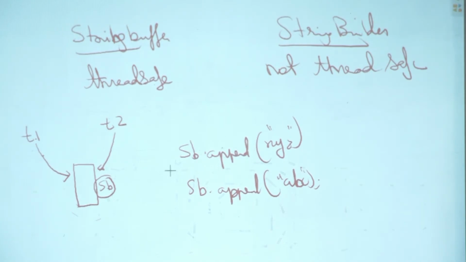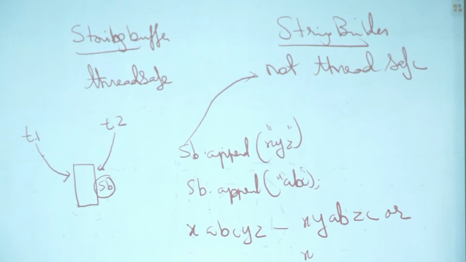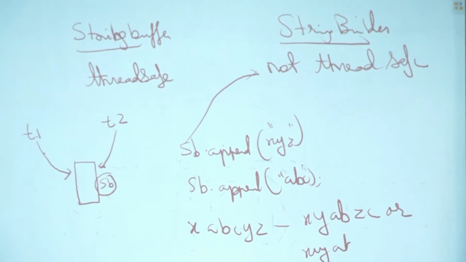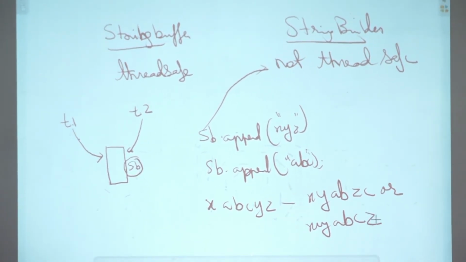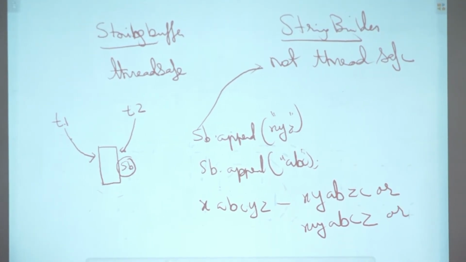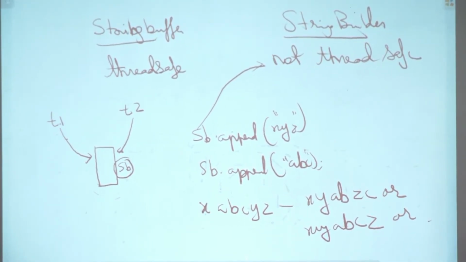SB is a string builder, let's say. What is the potential answer you can get? You can get X, A, B, C, Y, Z, or you can get X, Y, A, B, Z, C, or you can get X, Y, A, B, C, Z, or so many more. I hope you get the idea.